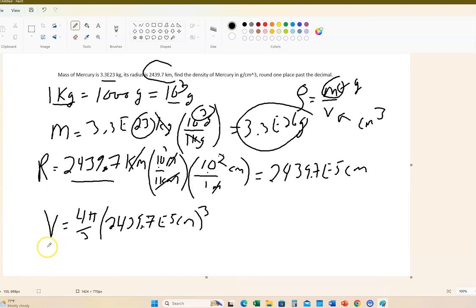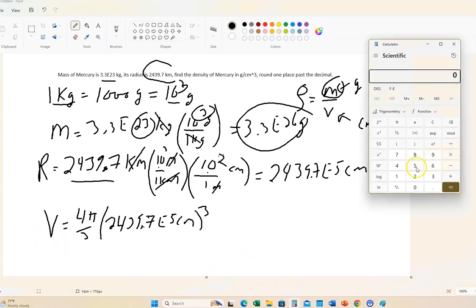All right, so let's go ahead and do that. I have a scientific calculator right here. Oops, I already messed up.